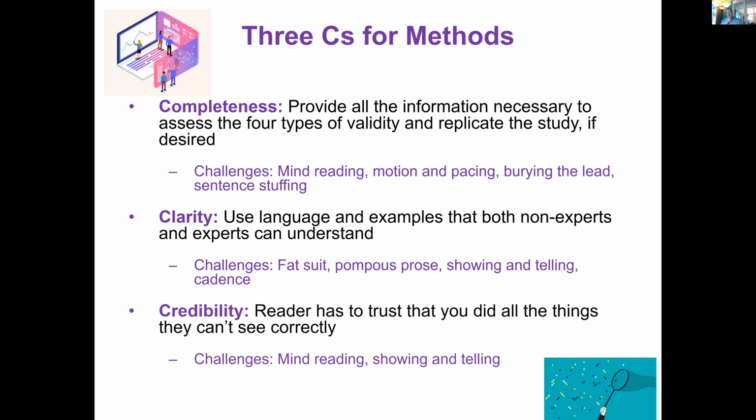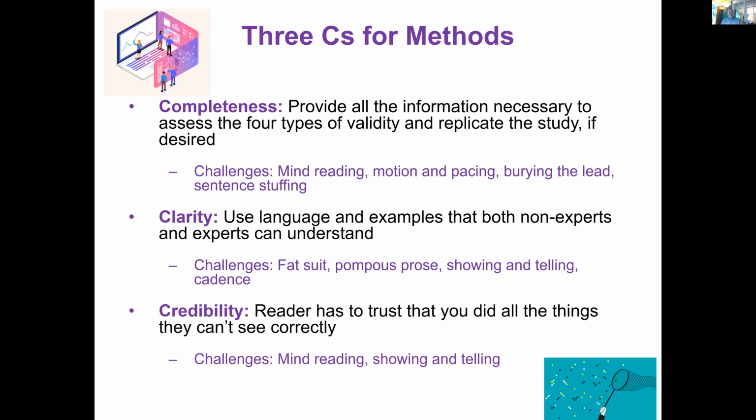The third C is credibility. This is where the reader has to trust that you did all the things they can see correctly. You make hundreds of decisions, perhaps thousands, in building and coding data and constructing your measures and conducting your analysis. You can only describe a small fraction of them, and you only want to describe a small fraction of all the decisions you have to make.